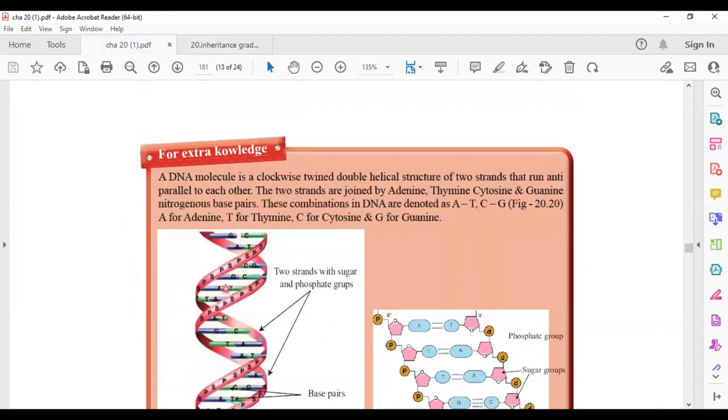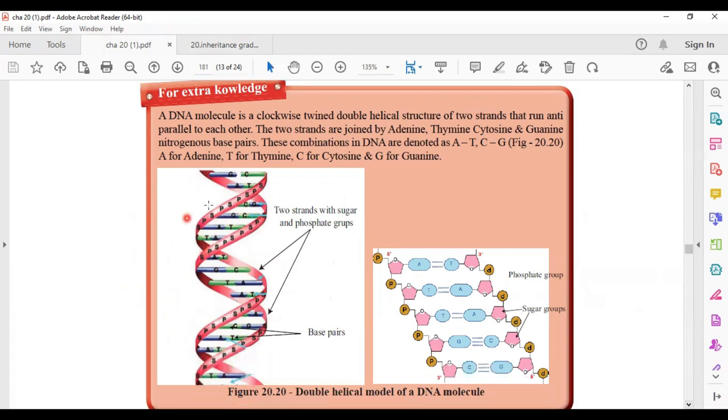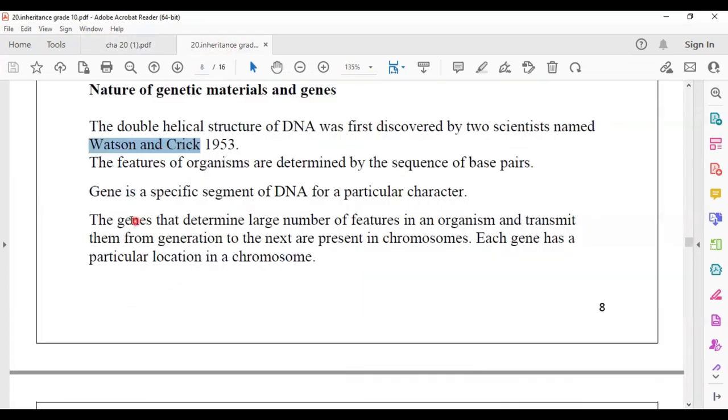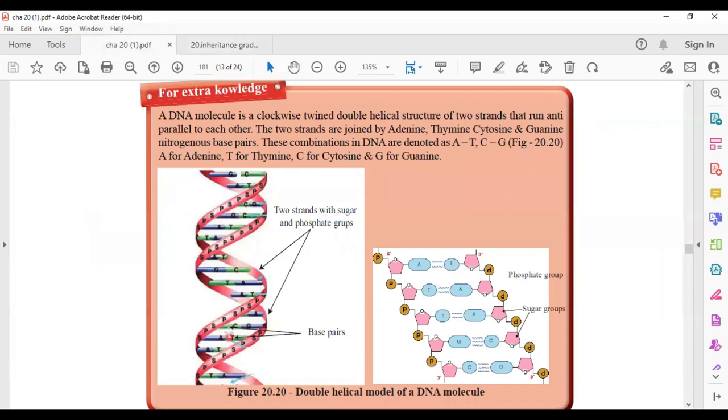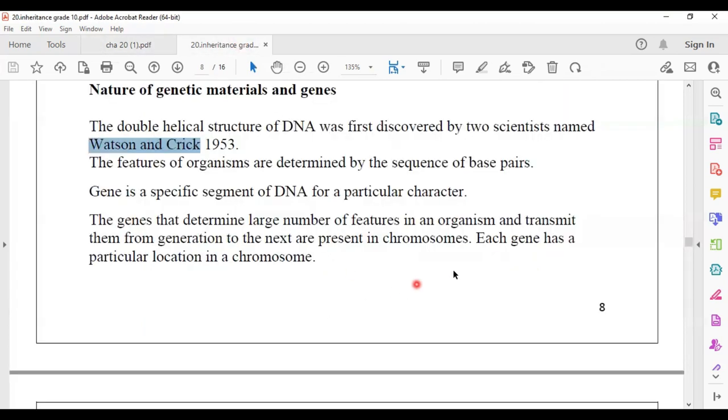You can see these are the base pairs in DNA. This is the double helix structure of DNA. From the base pairs, the features are determined. A gene is a specific segment of a DNA for a particular character. Only a part of a DNA is the gene. One part only is a gene. So in one DNA, there are so many genes.